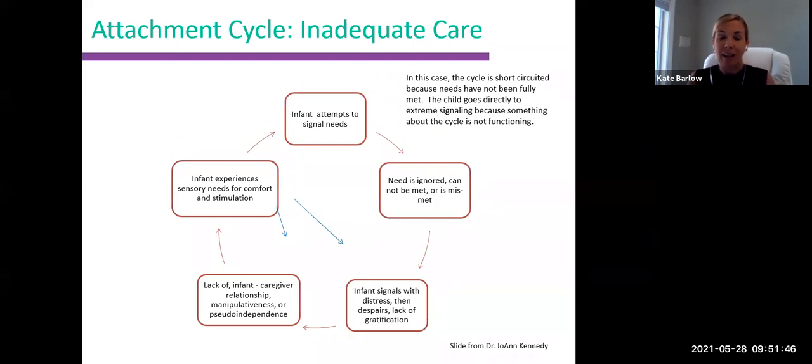An inadequate care cycle is one where, again, it starts the same. The infant experiences the sensory need for comfort and stimulation. The infant has, say, soiled their diaper, and the infant attempts to signal to the parent. But what happens here is that the caregiver is not able to meet that need. Either the need is ignored or the parent is not able to meet the need. And so now the infant signals with great distress, right?